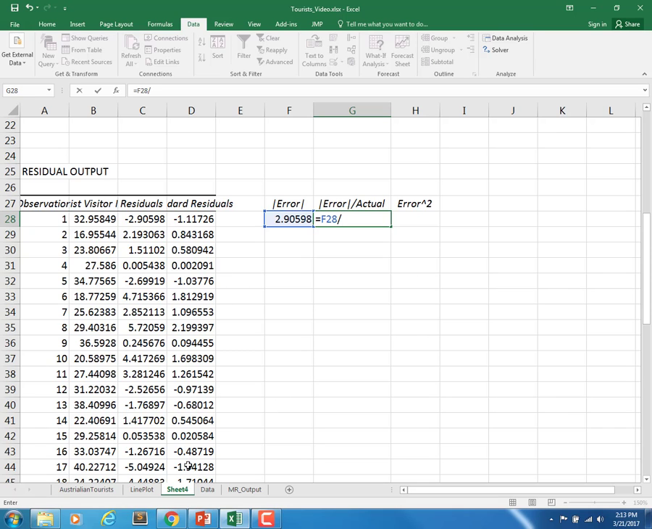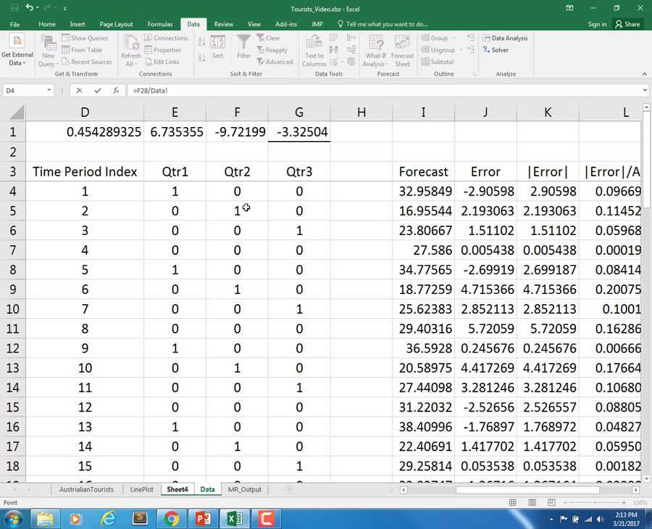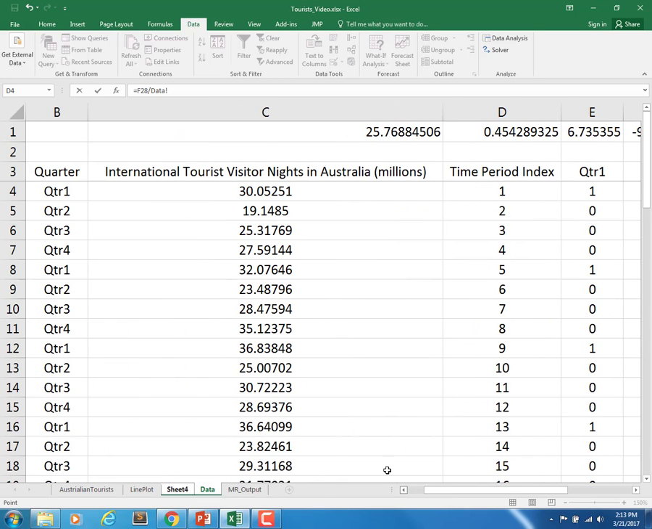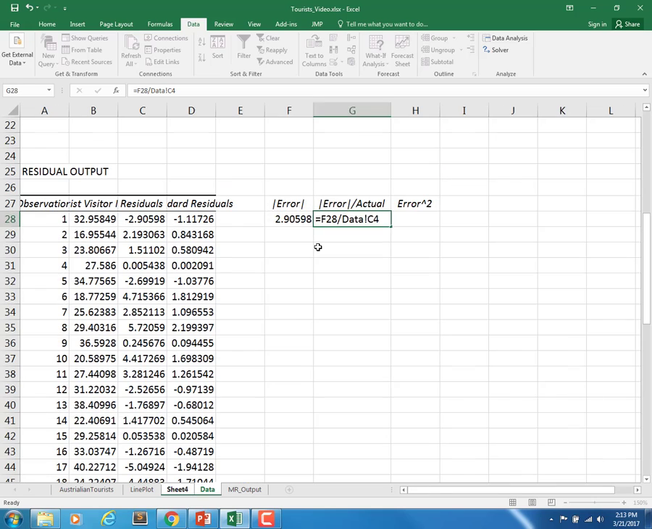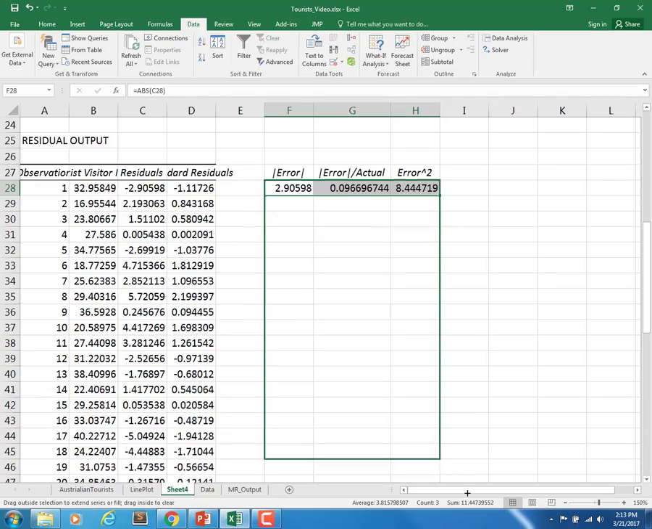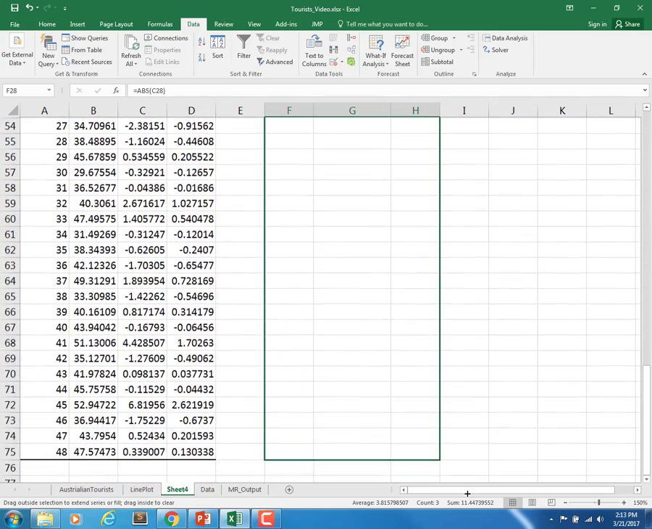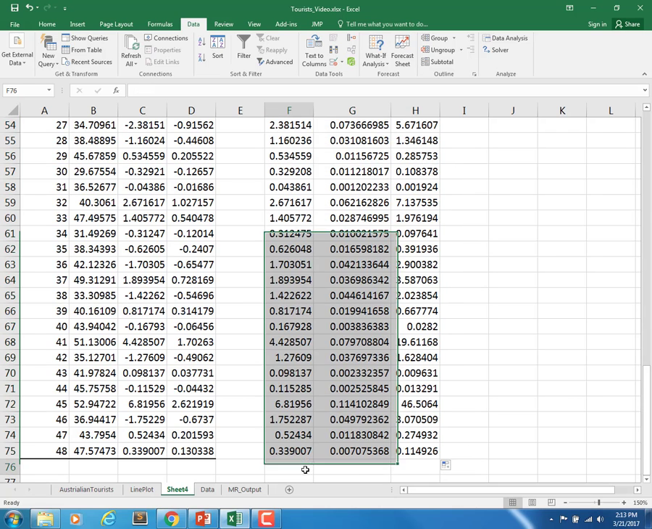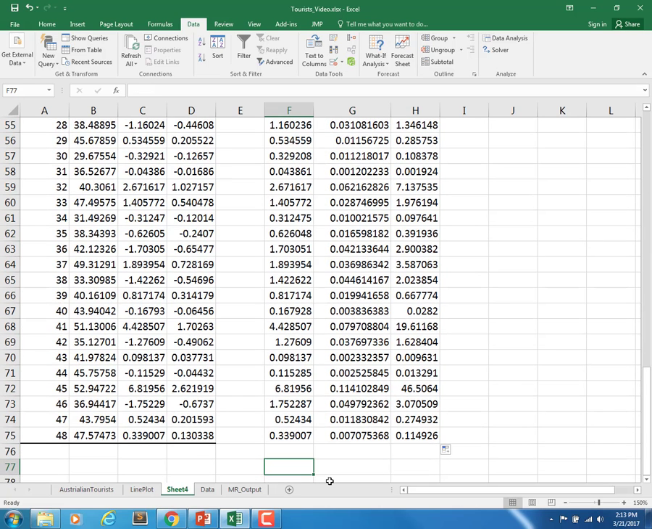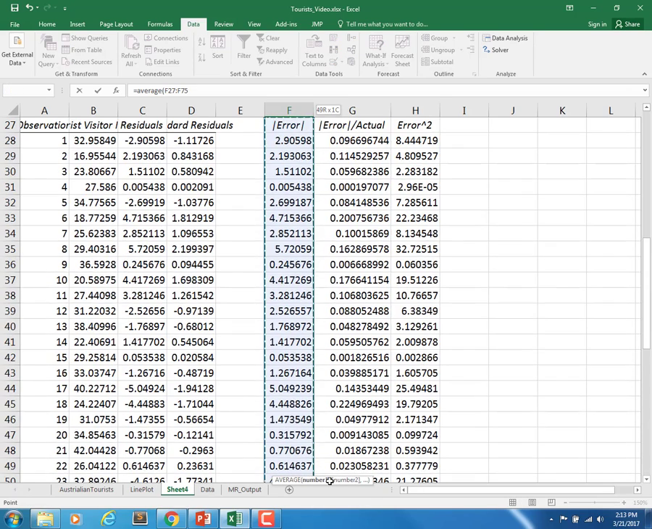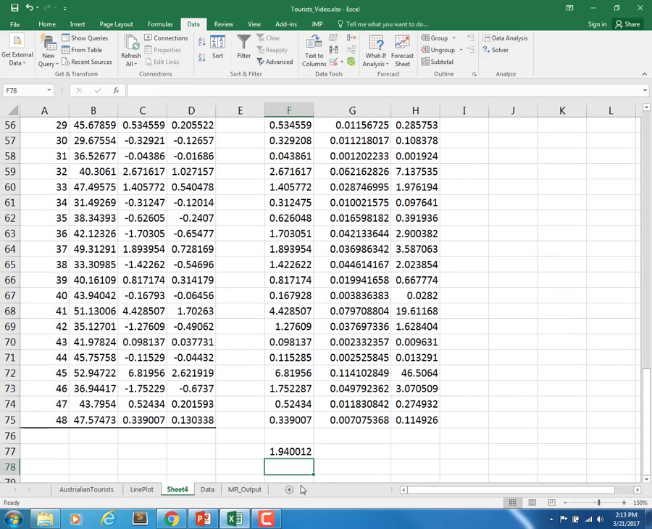This is the only little tricky part. You have to go back and find the actual for this one, so it would be in row 4 in column C. And then the error squared, which is just the residual raised to the power 2. And then we ought to be able to drag this all the way down. And then if we take the average over all of those, we should get the same numbers that we had before.